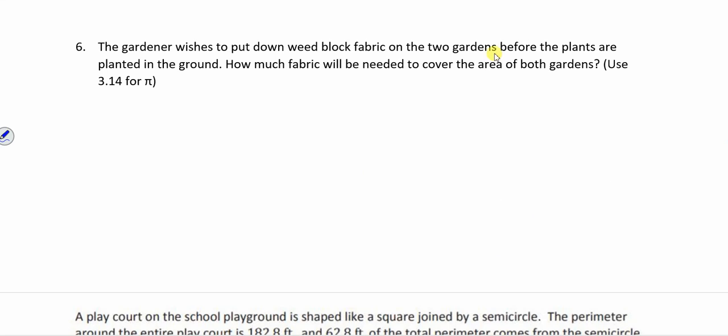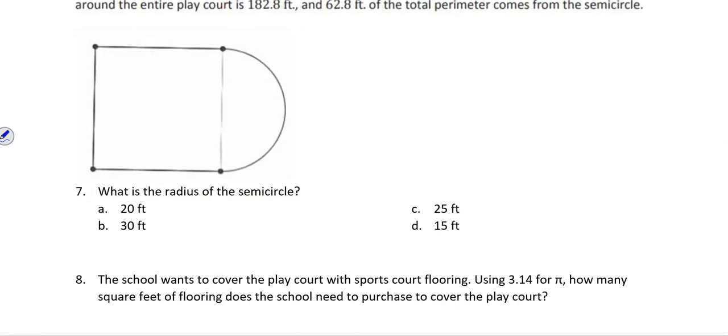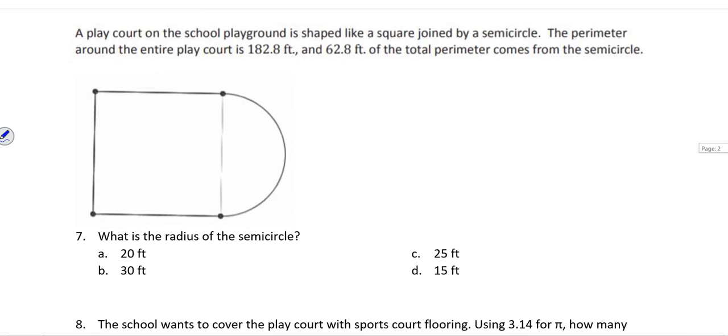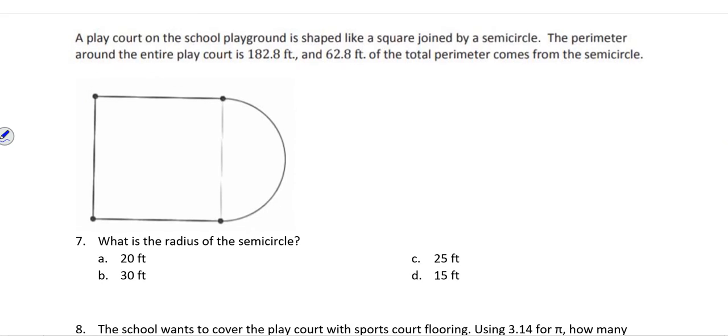So let's get ourselves down here, 7. All right, so 7 and 8 require the same information, so we need to just answer 7 first. It's asking what the radius of the semicircle is. Well, this right here is the diameter. So if I can find this length here, then I can find this diameter here.